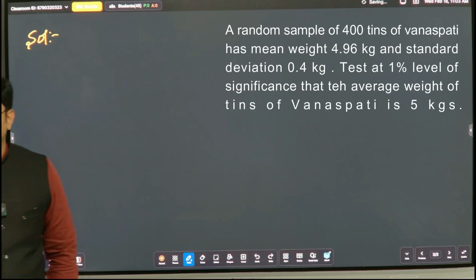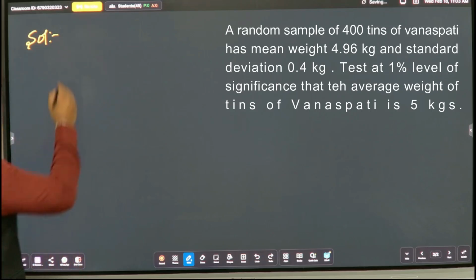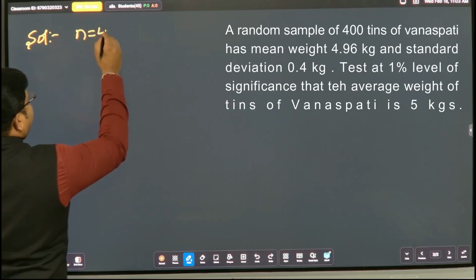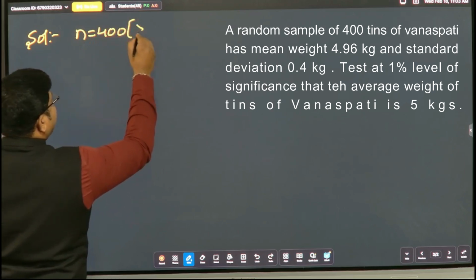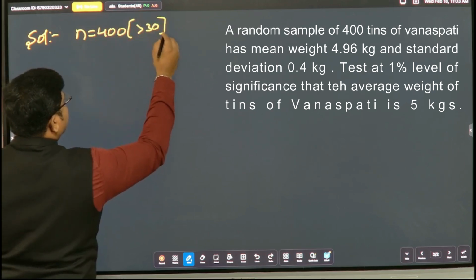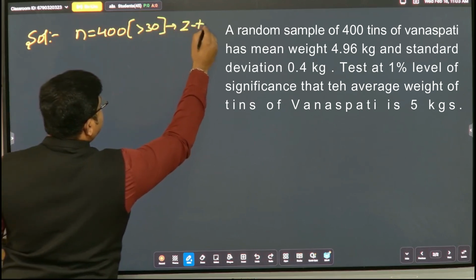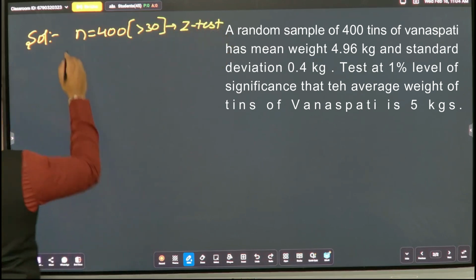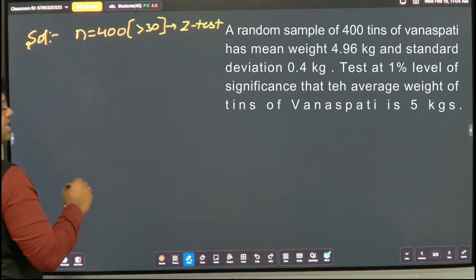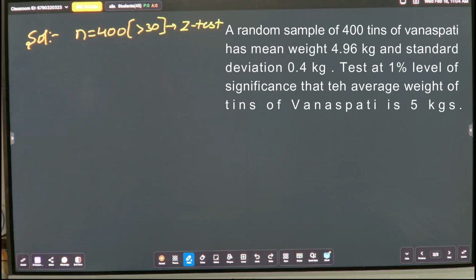What is the given? N is 400, which is greater than 30. Means which test? Z test. N is equal to 400. What next? Please involve yourself. Mean. Which mean? Sample mean.